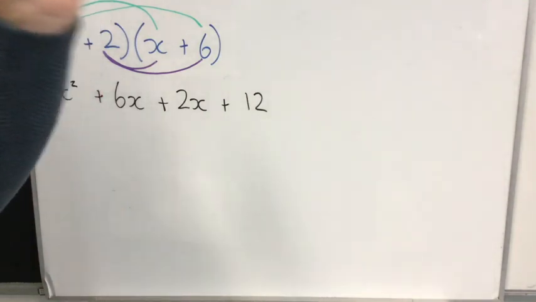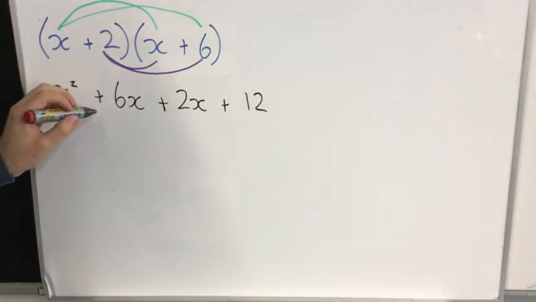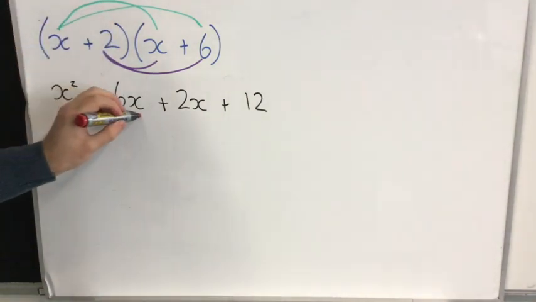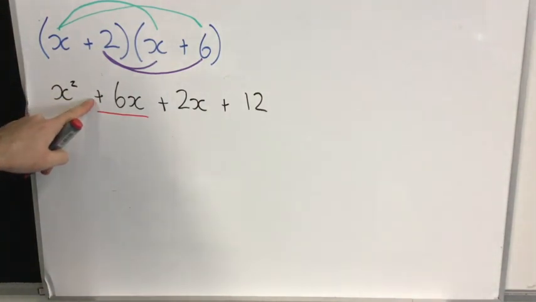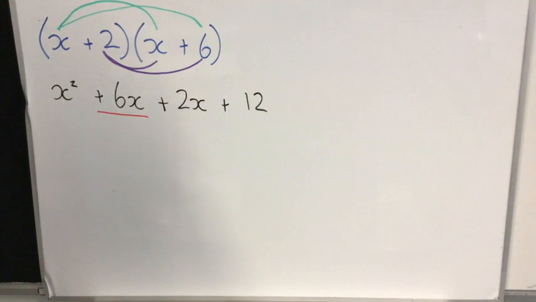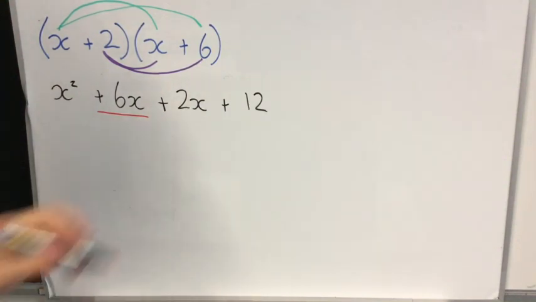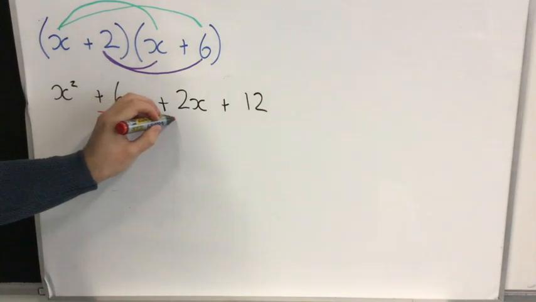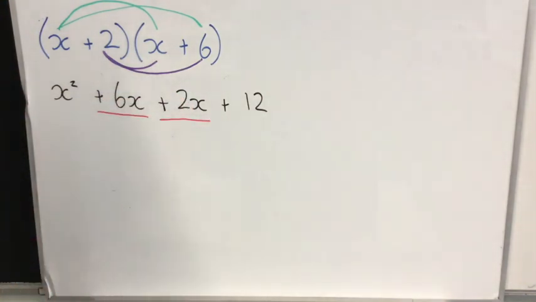Now watch really carefully how I underline it. I'm not just underlining the 6x, I'm underlining that plus as well, because that plus belongs to the 6. Do the exact same underlining the other one that belongs with it, this one here. Underline the plus with it, and you've now grouped together the 2 things that are similar.